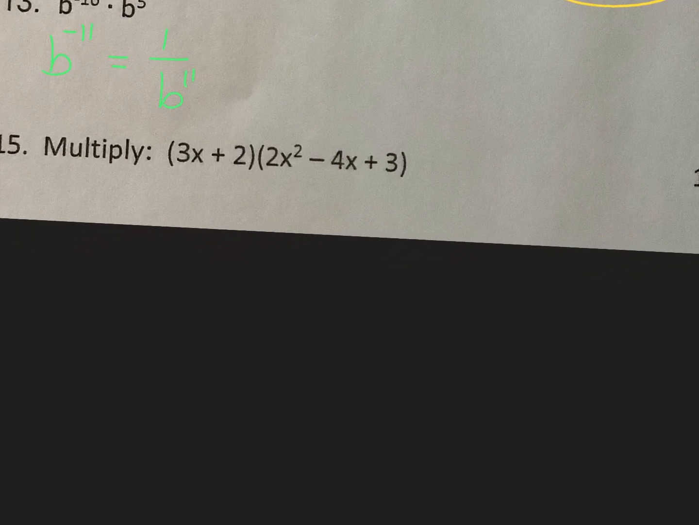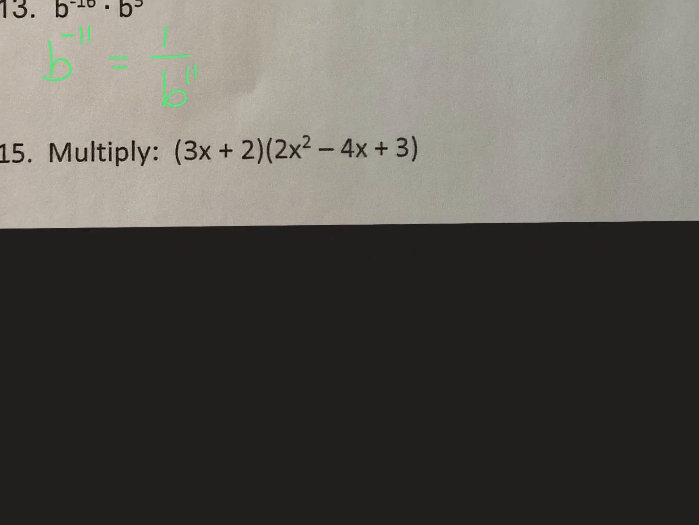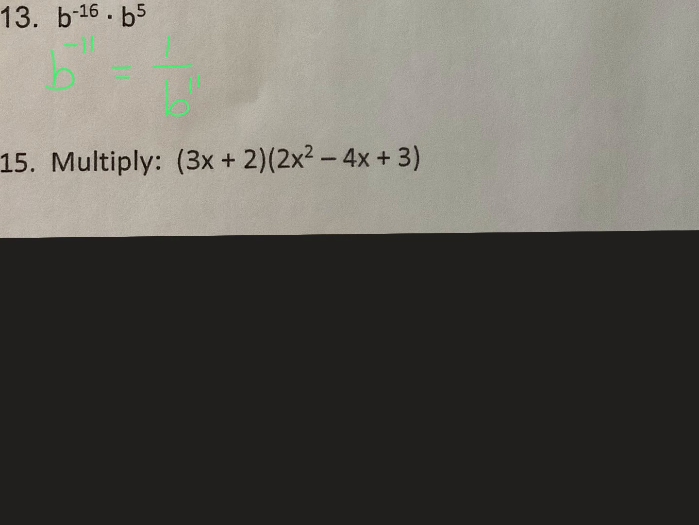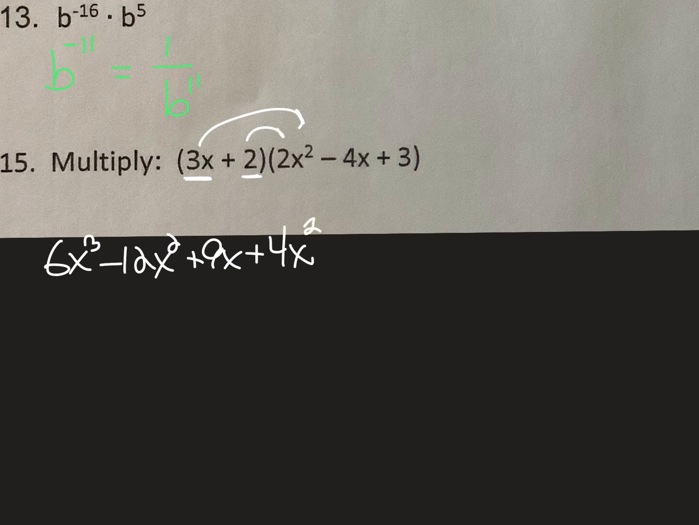15. Just straight up multiplication here. The way you do that is I'm going to take that 3 all the way through, then I'm going to take the 2 all the way through. When I take the 3, I'm going to get 6x cubed minus 12x squared plus 9x. Then I'm going to take the 2 through. 2 times 2 is 4x squared. 2 times 4 is 8x. 2 times 3 is 6.